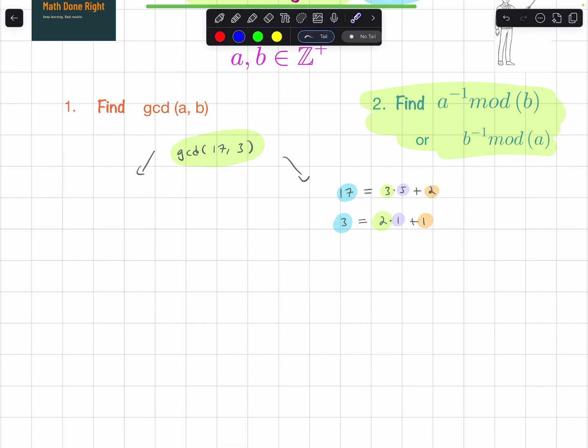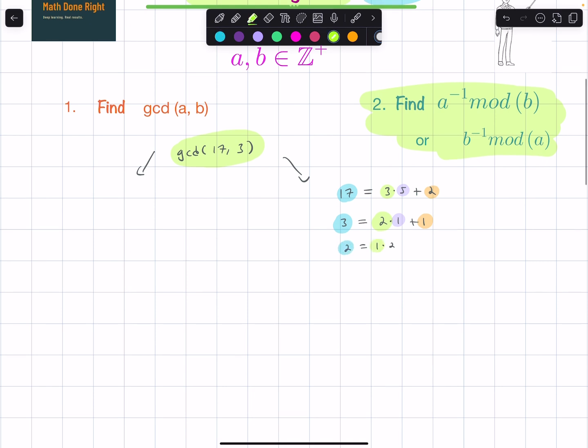And now we're at the point where we're seeing that the GCD of 3 and 2, which was the same as the GCD of 3 and 17, is the same as the GCD of 2 and 1. So I write 2 is equal to 1 times 2, right? 1 is a factor of 2, so this is the end of the process. So 1 is a divisor of 2, so it's the GCD of 1 and 2, which means that 1 is the GCD of 17 and 3.